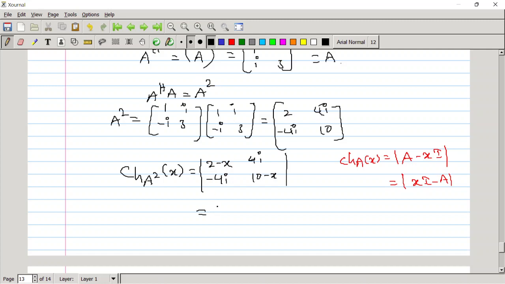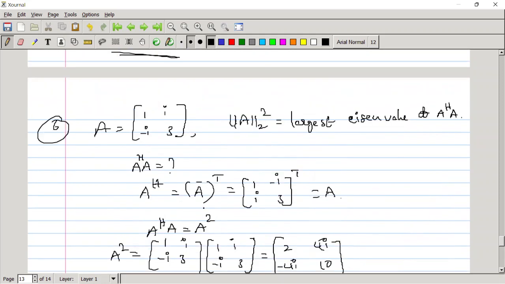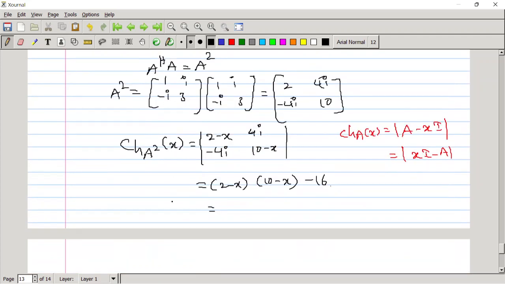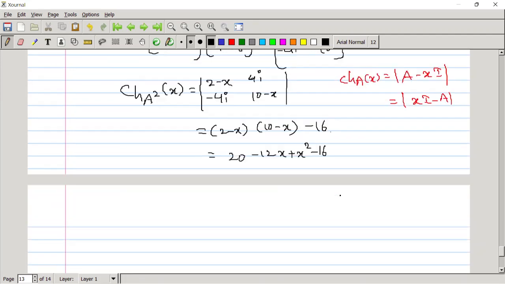So this is nothing but (2 minus x) times (10 minus x) minus 16, since 4i times minus 4i, that is 16. So by solving this we get the sixth problem. This is the sixth problem, right? So this is nothing but 20 minus 12x plus x square minus 16. So this is equal to x square minus 12x plus 4.